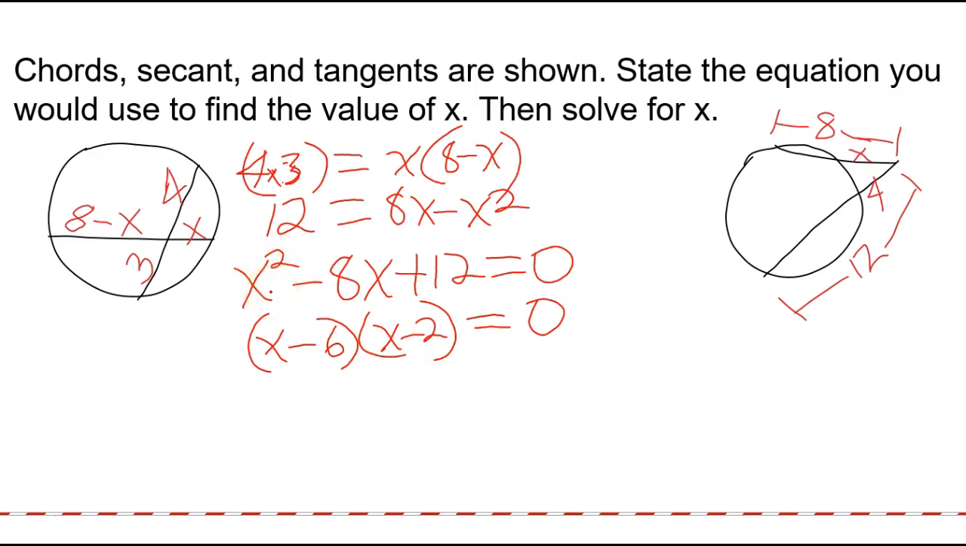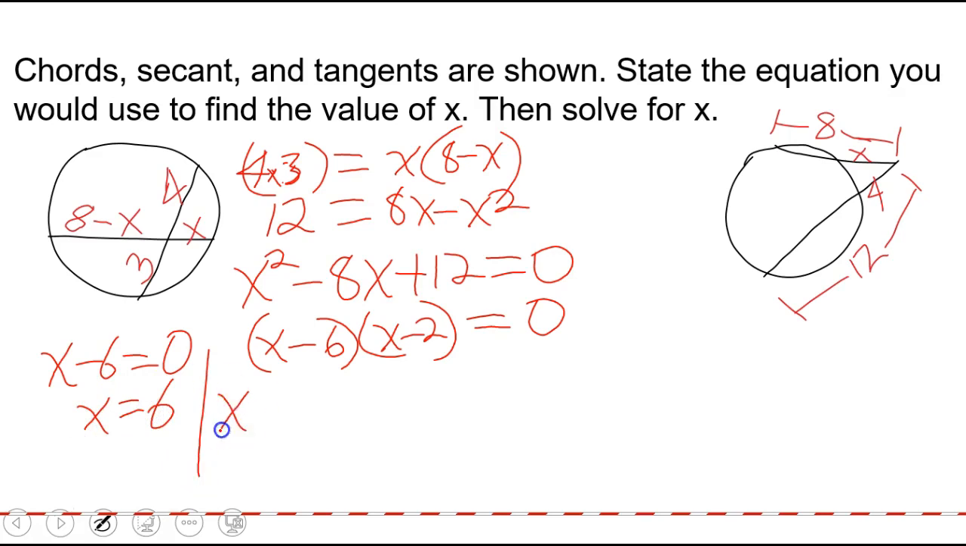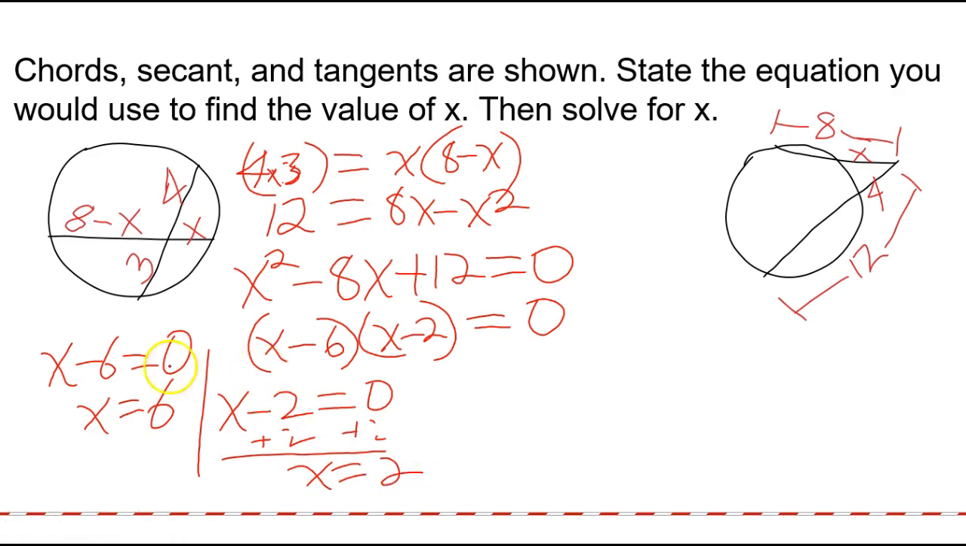So now, I'll write it here: x minus 6 is equal to 0. So add 6 to both sides, x is equal to 6. And x minus 2 equals 0. So add 2 to both sides, x is equal to 2. Okay, so those are the two possible values for x.